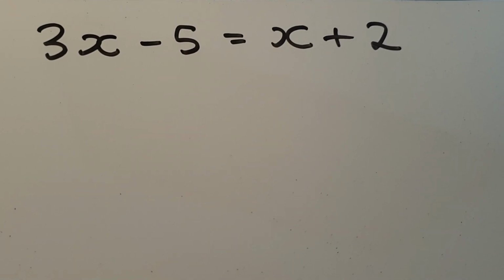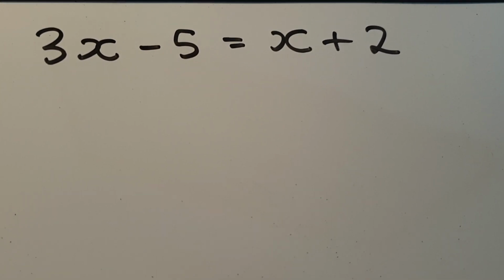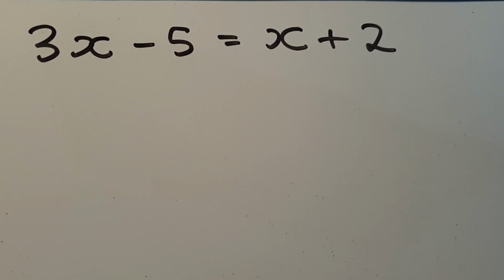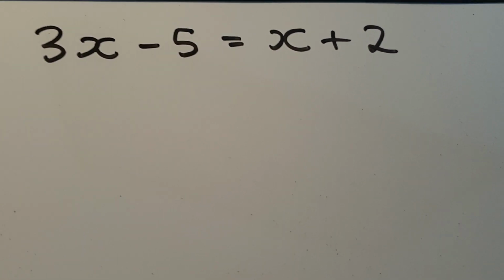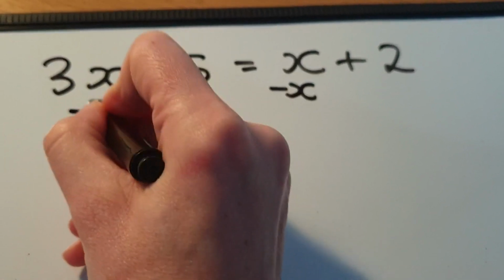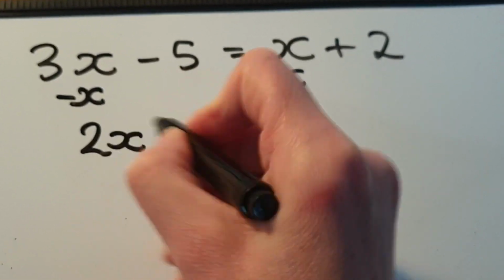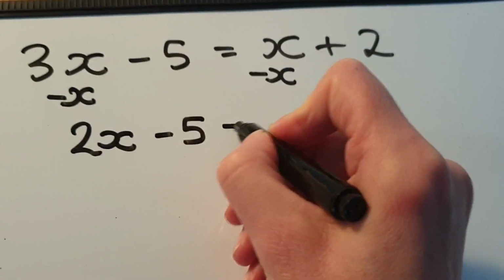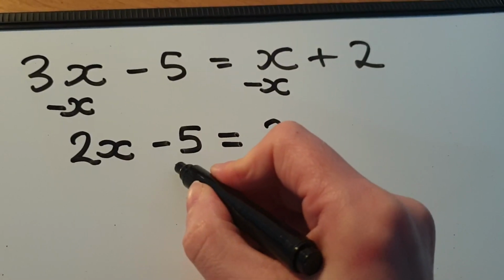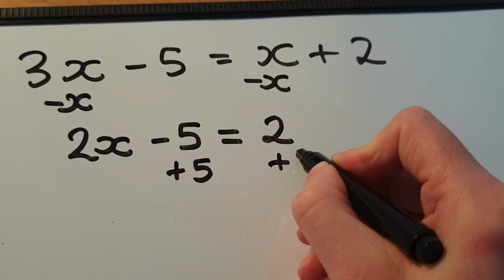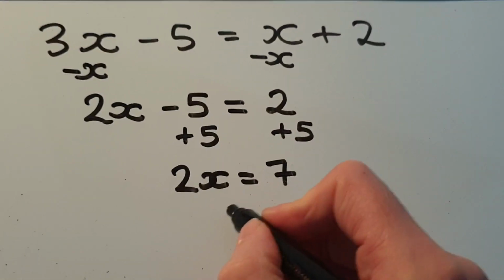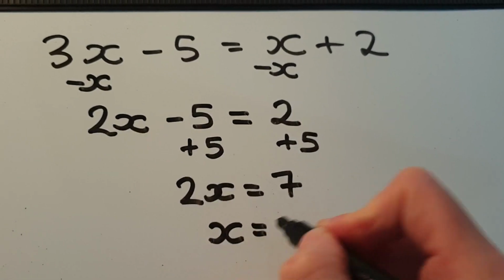Okay, this is our last example we're going to do. If it ever just says x, it means 1x. We just don't put the number 1 in front of algebra. So we're going to take away 1x from both sides. So this would leave us with 2x minus 5 on the left and 2 on the right. Then just add our 5 to both sides. 2x equals 7. And we just divide through.